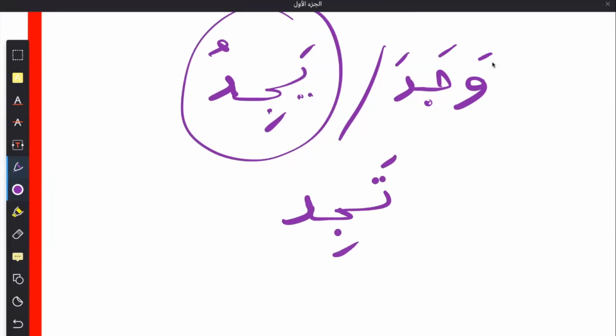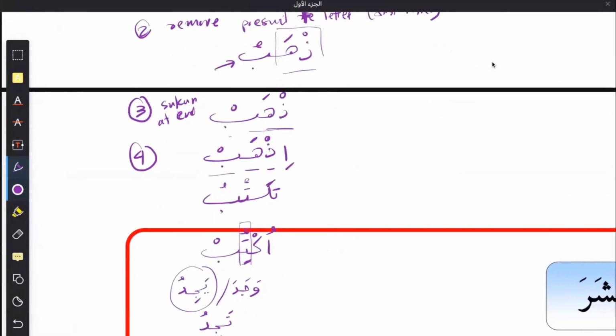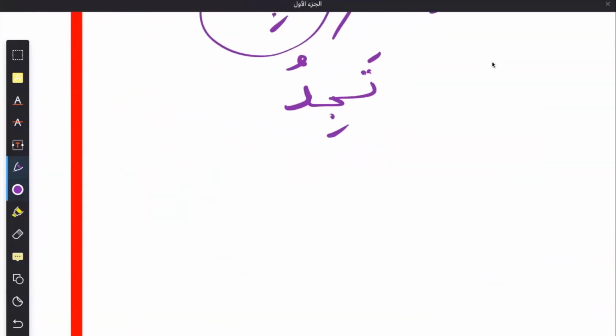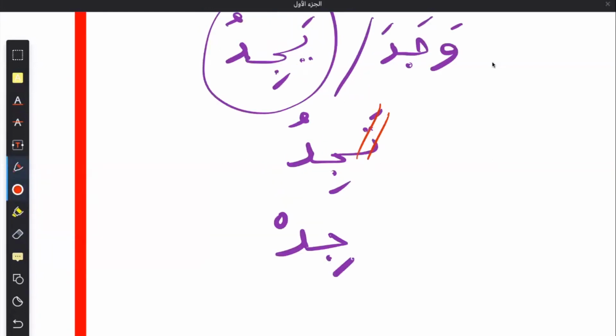We said tajidu. Okay, now let me do all steps 1, 2, and 3 at the same time. What was step 1? You remove the ta, I did it, and then you add the sukun at the end. I did it. Okay, so I don't do anything else. So I removed this. This is gone, and I put sukun here. See, I'm not touching this at all.